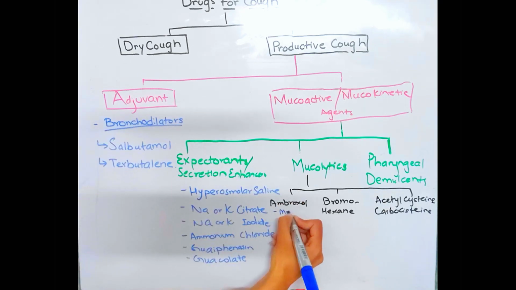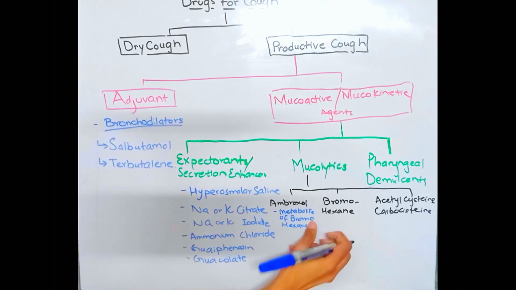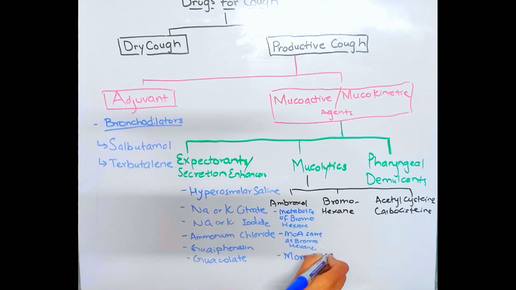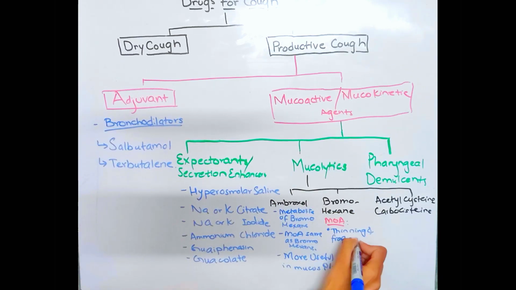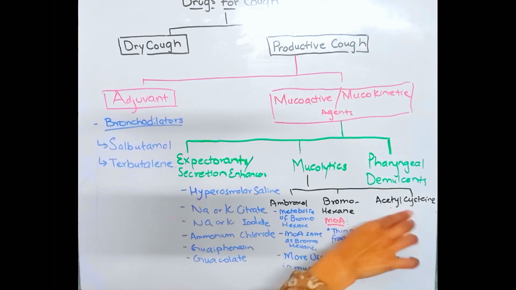Now, ambroxol is basically the metabolite of bromohexine, and it has the same mechanism of action as bromohexine, but it is more useful in mucus plugs. Then we have bromohexine. Its mechanism of action is that it causes thinning and fragmentation of the mucopolysaccharide fibers, and it also increases the volume and decreases the viscosity of the sputum.